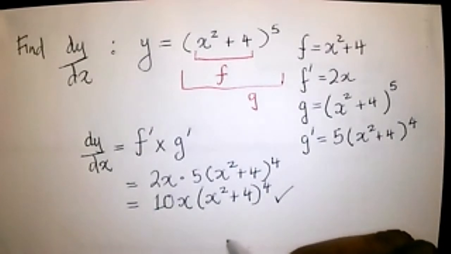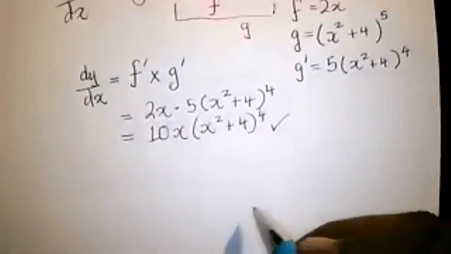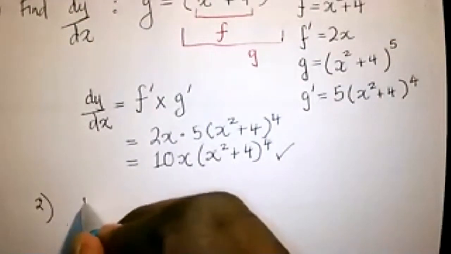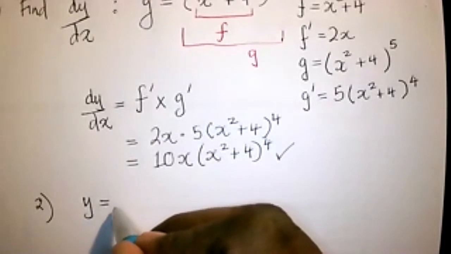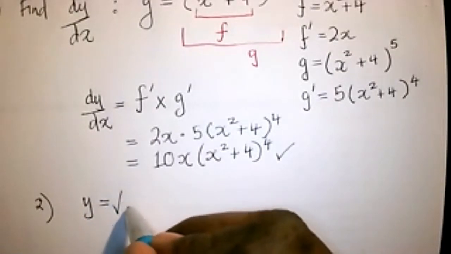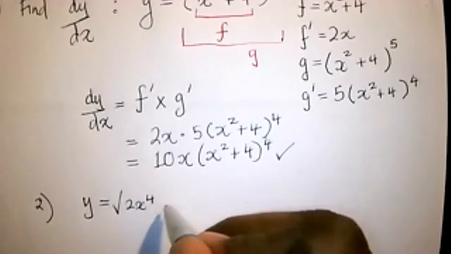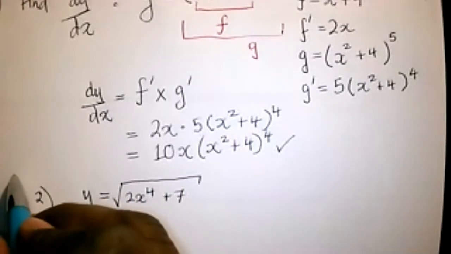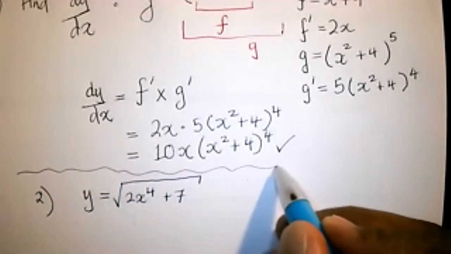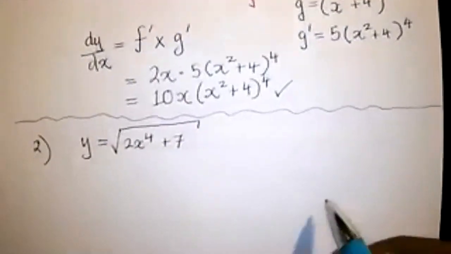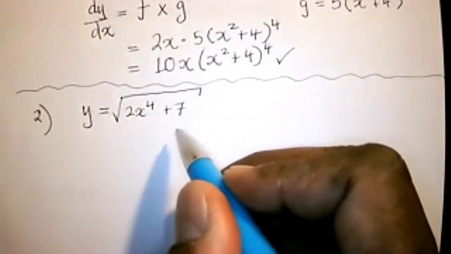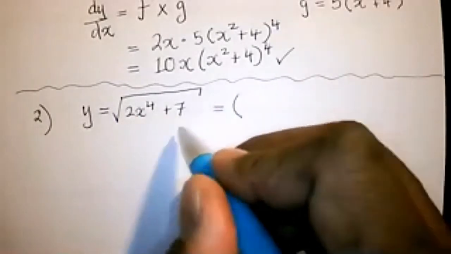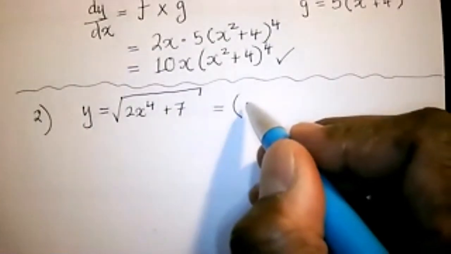Now, let's look at another example. So now let's call this one example 2. Here we've got y equal to a radical function, the square root of 2x to the power 4 plus 7. Right, so let's separate this from our previous example. Here we want to find dy dx. So the first thing you do here is to rewrite this function from radical form into exponent form.